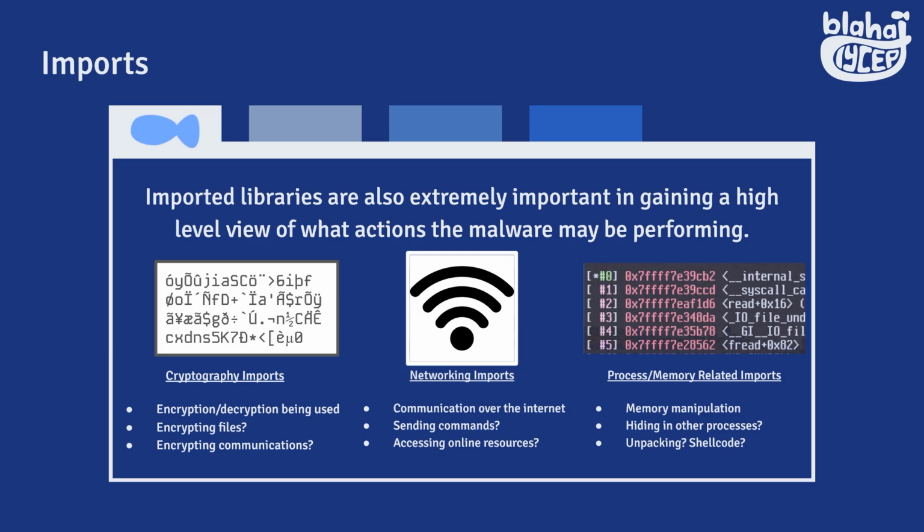So maybe it's encrypting files, maybe it's encrypting communications, right? Educated guesses. If we see networking imports, a lot of imports to HTTP parsers or sockets or request constructors, maybe it's communicating over the internet, sending commands over the internet, or accessing online resources. If we see a lot of weird memory related imports, maybe it's trying to hide processes, maybe it's trying to inject into processes. Right? This makes sense to everyone?